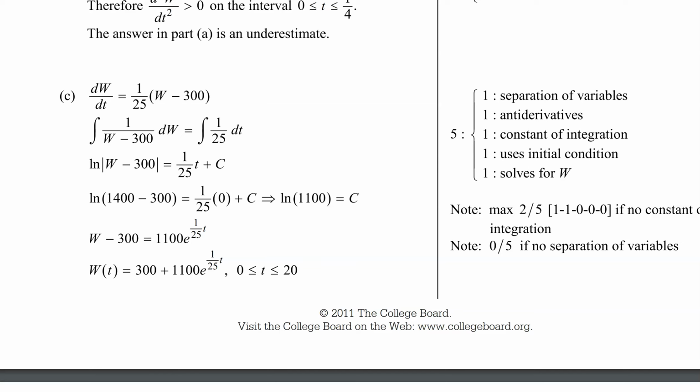Okay, so then in the order that they did, at this point they went ahead and found the condition. They found k, or c, whatever. They plugged in the 1400 here and the 0 there and found that c was ln of 1100, because it'll be different at different stages in the problem solving process. And then they got this w minus 300 is equal to 1100 e to the 1 over 25t, which is what we got. And then they added the 300 over, and the order of addition doesn't matter. So that's how you get the full 5 points.